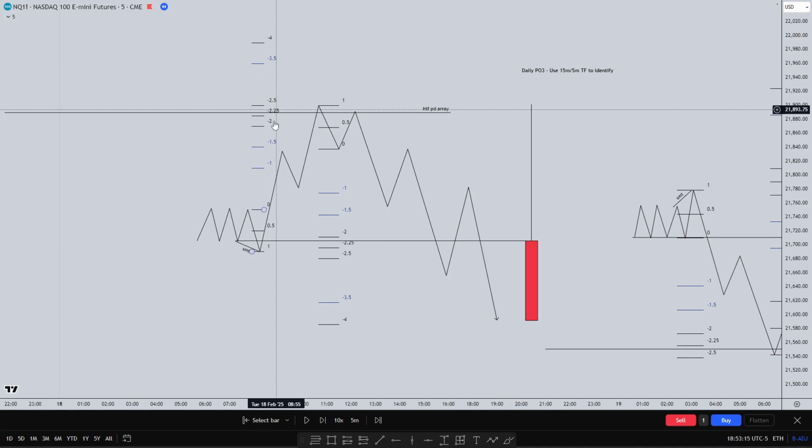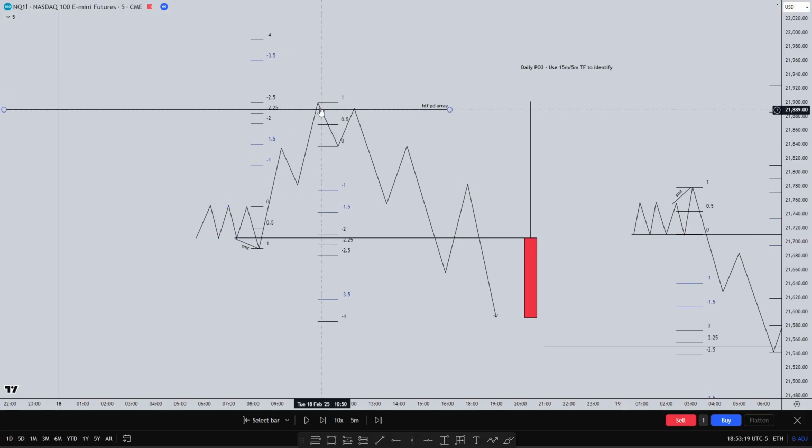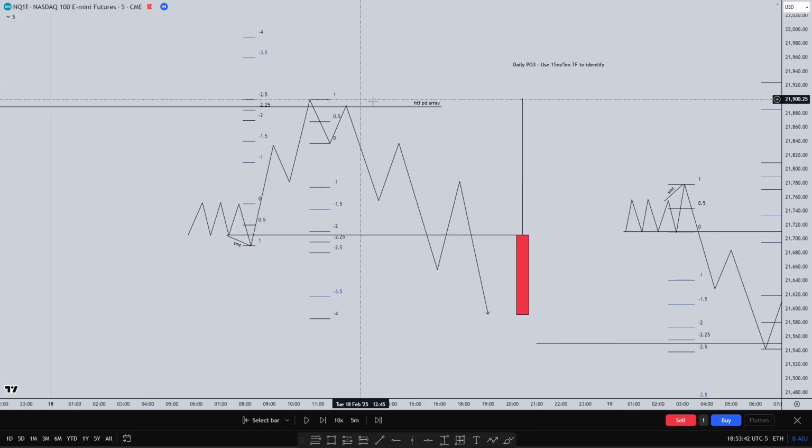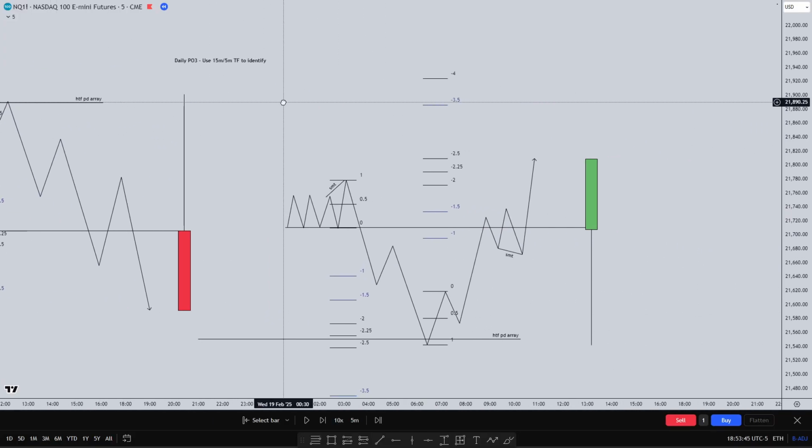But then once you run that point of interest for that manipulation move, you then wait till we get just a break of structure to the downside. In this case, that starts that distribution run. So then you just anchor from the high to that low. That is that break of structure. And those are your projections for bearish day.